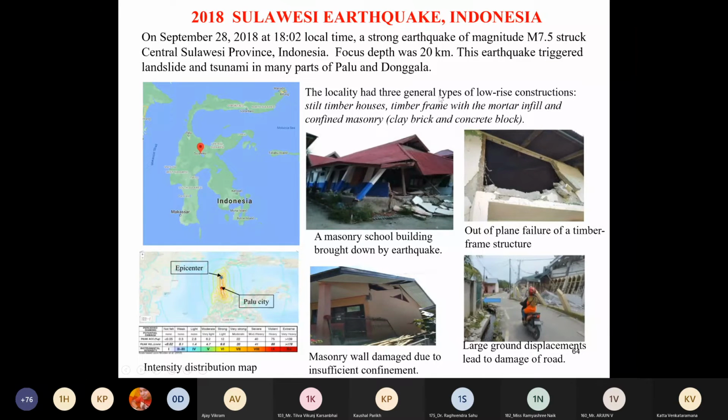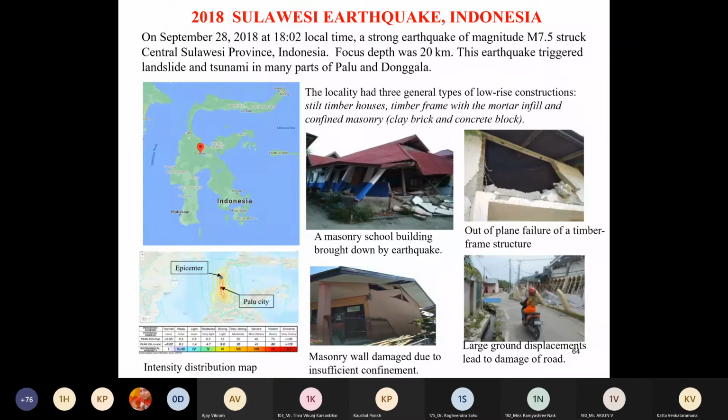The locality had three general types of low-rise construction. Stilt timber houses built on stilts, timber frame with mortar infill, and confined masonry, clay brick and concrete block. Many of these buildings withstood the earthquake, but they got damaged because of tsunami. A masonry school building failed here. Out of plane failure of a timber frame structure. Masonry wall damage due to insufficient confinement. And then large ground displacements led to damage of road. So here you can see the lateral movement.